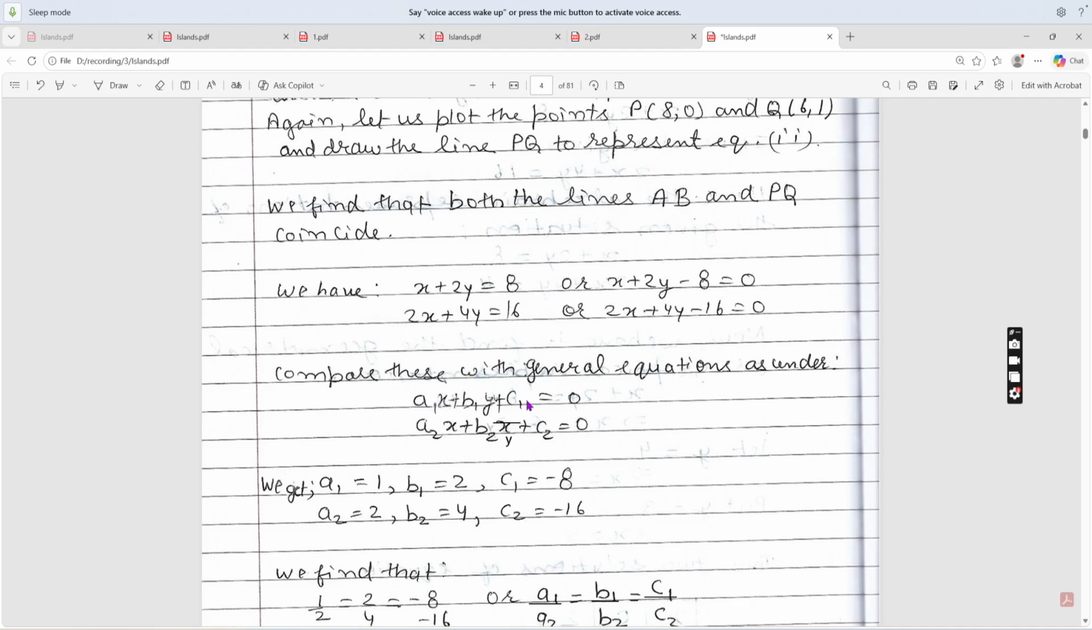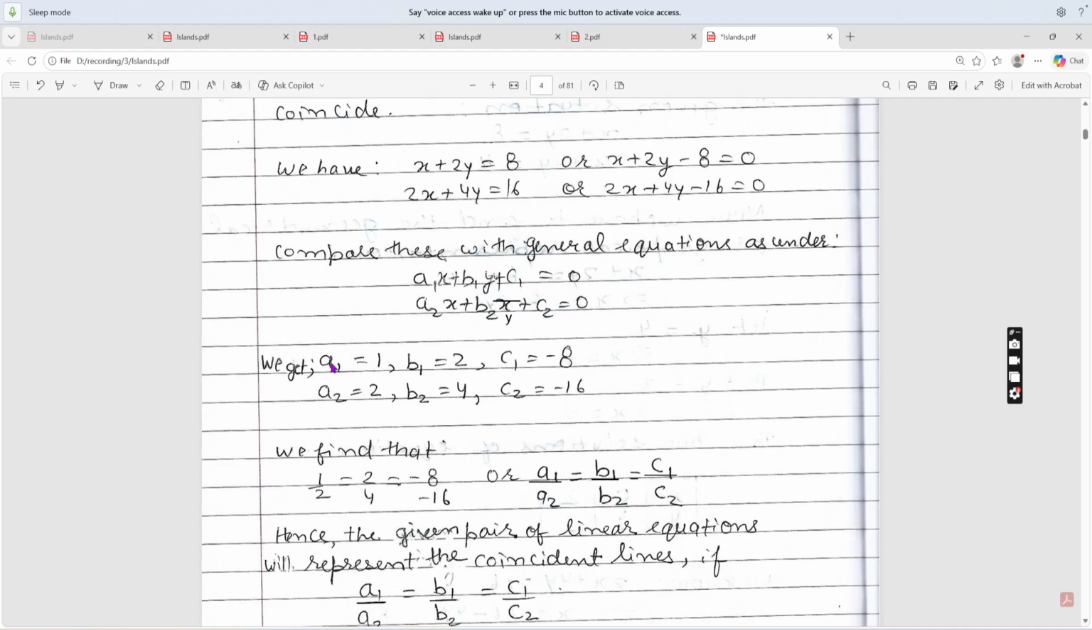Now when we are comparing the first equation, we are getting a1, which is the coefficient of x, equal to 1. b1 is the coefficient of y, which is equal to 2. c1 is the constant, which is equal to -8. And when we compare the second equation, we are getting a2 equal to 2, which is the coefficient of x. b2 is equal to 4, which is the coefficient of y. c2 is equal to -16, which is a constant. So a1 is 1, b1 is 2, c1 is -8, a2 is 2, b2 is 4, c2 is -16. Everything we have to write down in our subjective answers.